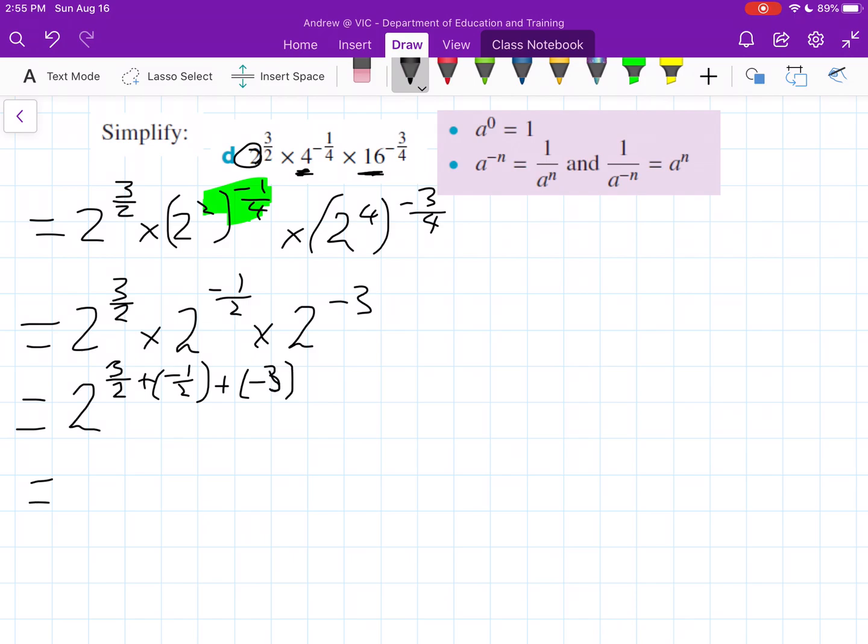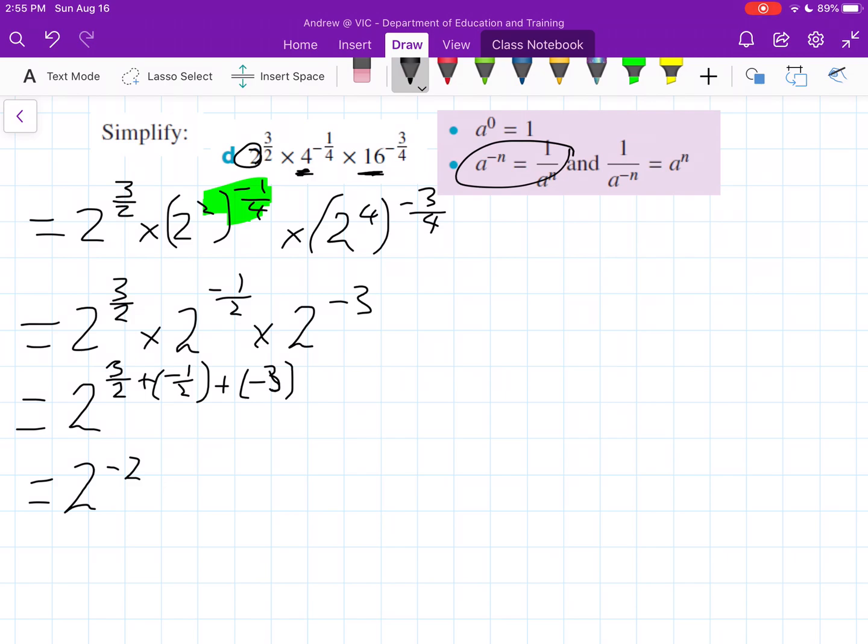So then we've got 2 to the power of 3 on 2, minus a half, which gives us 2 to the power of 2 on 2, which is 1. So 2 to the power of 1, and then we've got minus 3, so it becomes 2 to the power of negative 2. So now, rationalizing this is just doing this step here.